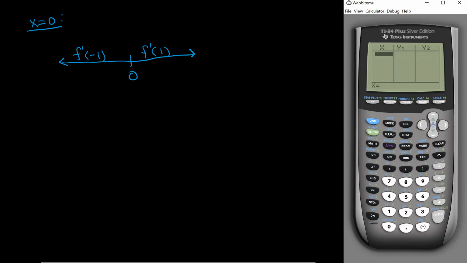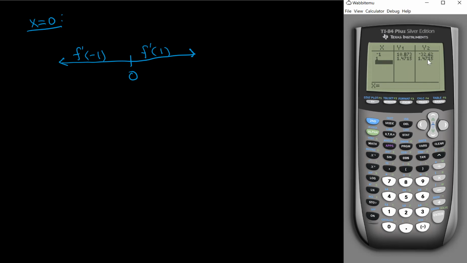Having chosen those two values, I'm just going to go ahead and enter -1 in, and then I'm going to enter 1 in. And at this point, I'm not really concerned about the y value. Okay, so I'm not going to pay attention to y1. What I'm concerned about is the slope, which is y2. When x is -1, notice the slope is negative. When x is +1, notice the slope is positive. That's all I need to know.